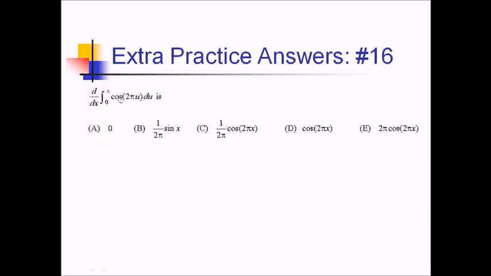For this problem, I'm trying to take the derivative of the integral from 0 to x of cosine 2 pi u du. Since I'm taking the derivative of an integral with x in the upper limit, I just plug the x in for the dummy variable, which is u in this case. So we've got just cosine of 2 pi x for our answer on this one, and that's going to give us choice D.